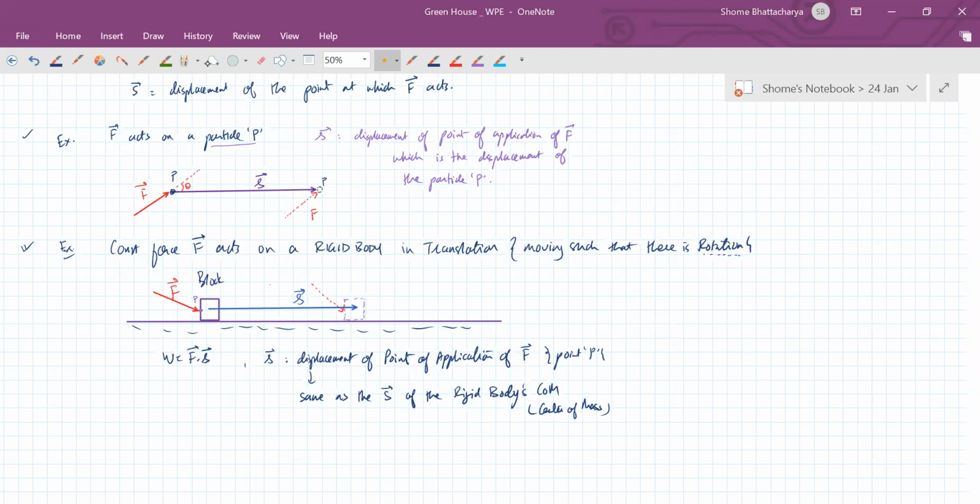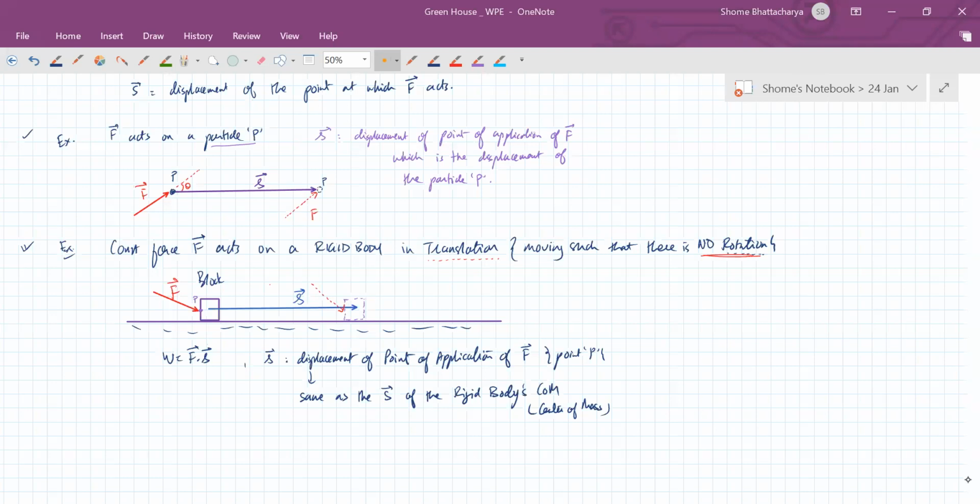Yeah, that's correct. We should say there is no rotation. Thanks for pointing that out. Please make a correction in the notes here. Moving such that there is no rotation, that is the meaning of translation. Translation means that there's no rotation. Okay, so hope this is clear. Thanks for pointing that out, Diti. All of you, make sure you have made this small correction here. It's no rotation.